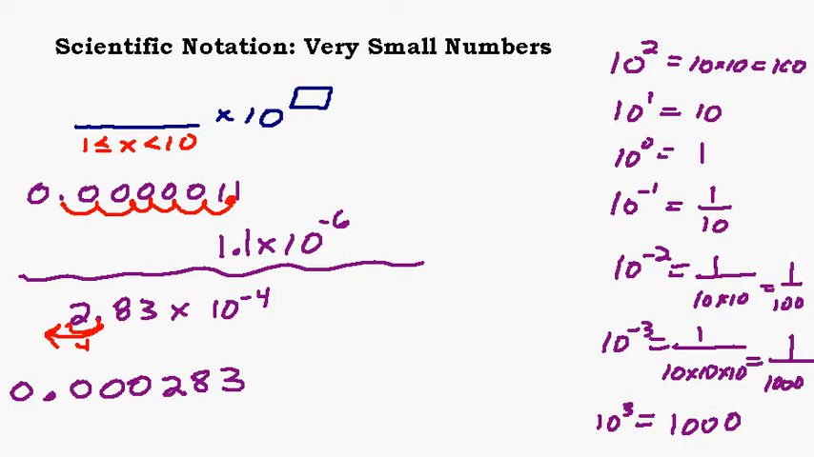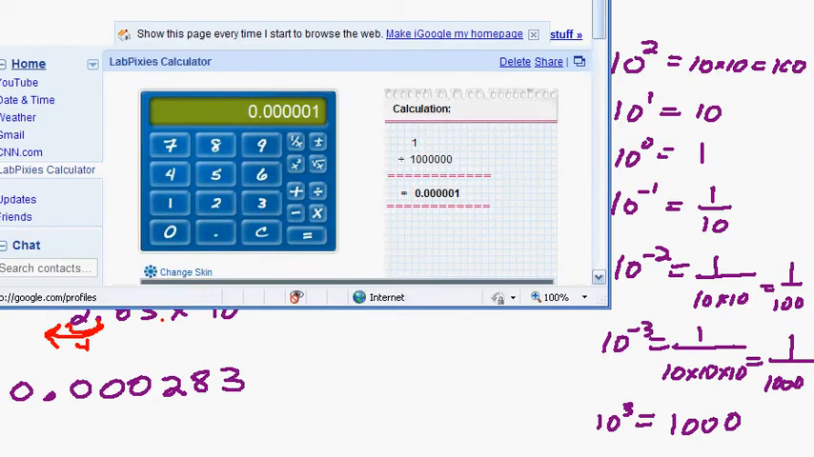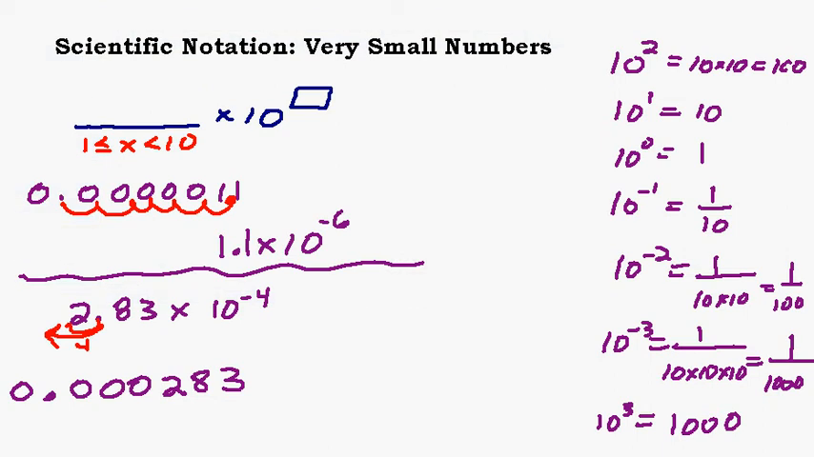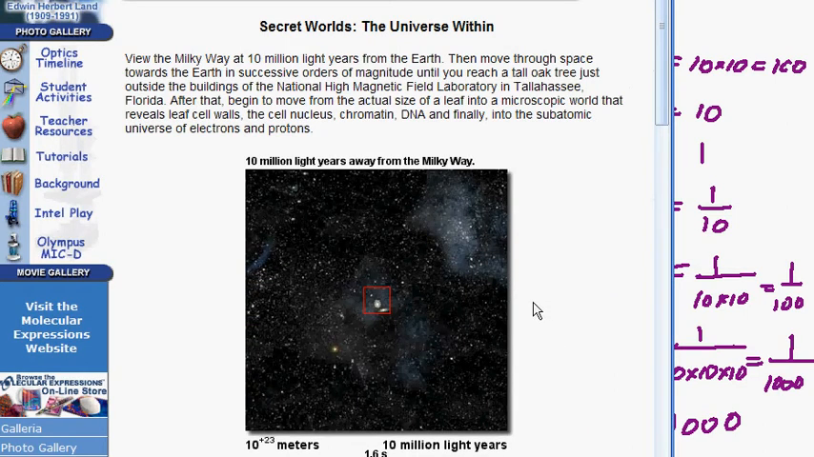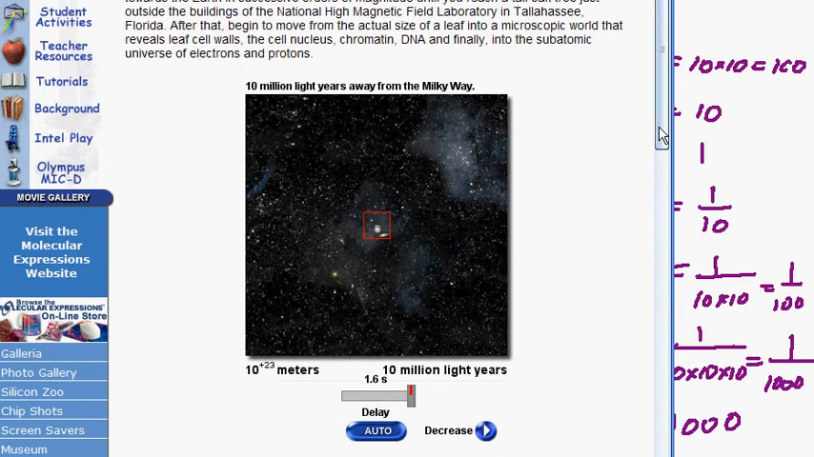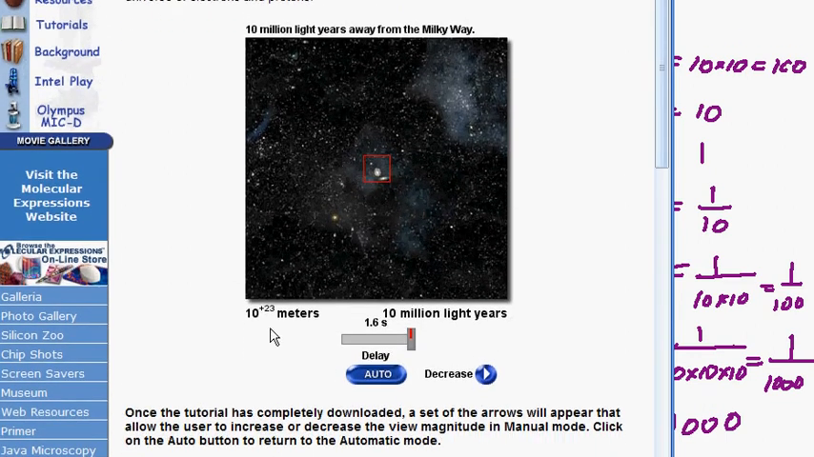So just to kind of finish up what we were doing with scientific notation, I found this interesting representation of very small and very large numbers. It starts off with 10 to the positive 23 meters. So this is a positive exponent, so it's very big. And where that puts us is 10 million light years away from the Milky Way. On the top here it tells you what this distance is representing. So 10 to the 23 meters, which is also 10 million light years, is how far we are right here, looking away from the Milky Way, and it's going to start zooming in.